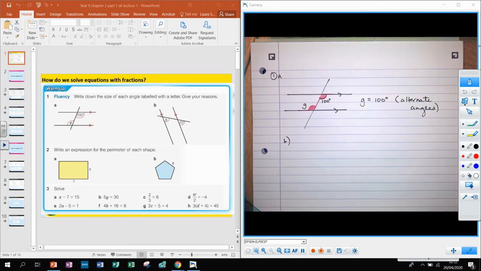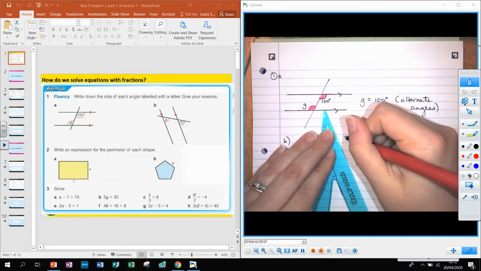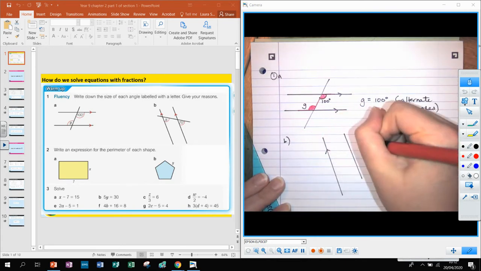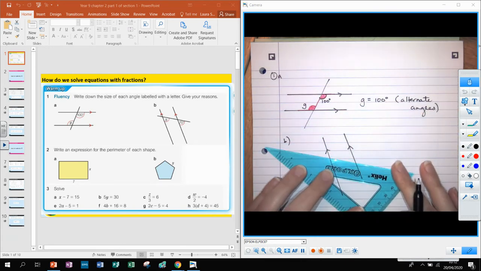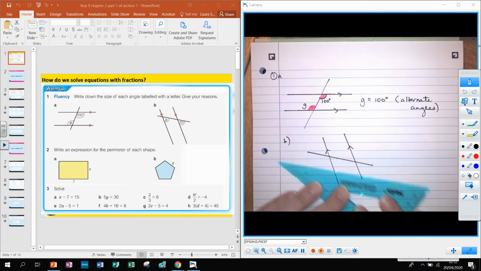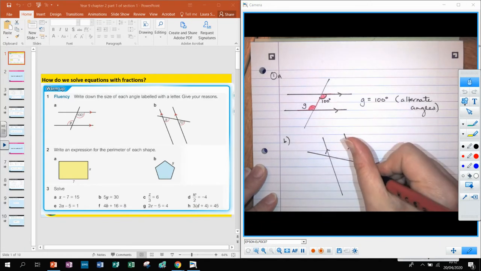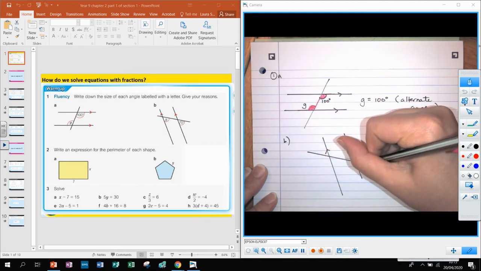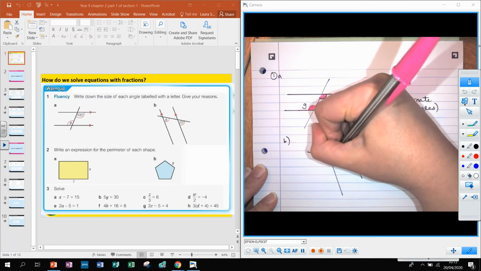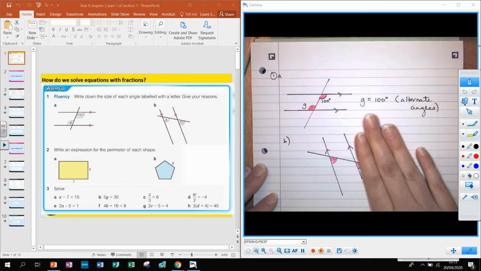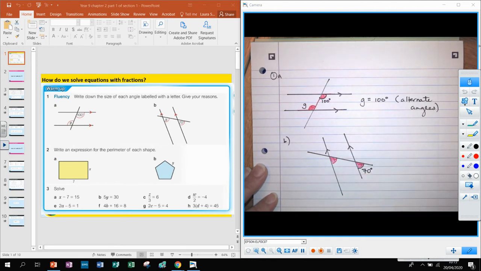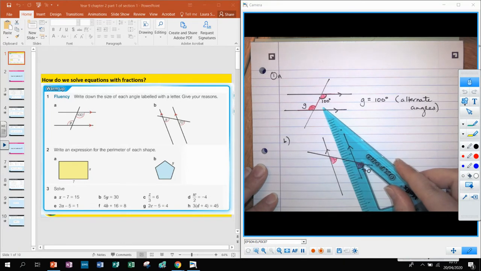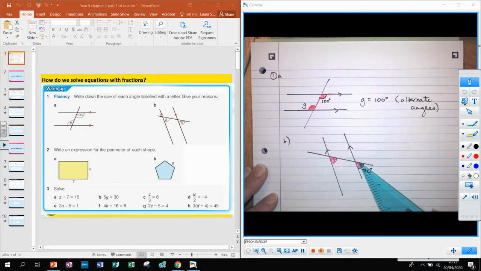Okay, for part B, similar situation, but a slightly different relationship. So we've got two parallel lines and a line going through them. They've told us that this is 70 degrees, and in this case, this angle here is the same as that angle there. I don't know if you can imagine it, but if I moved that line so that it went onto here, if I take the corner of this, I could move that so that it moves there. They are the same, and we call them corresponding angles.